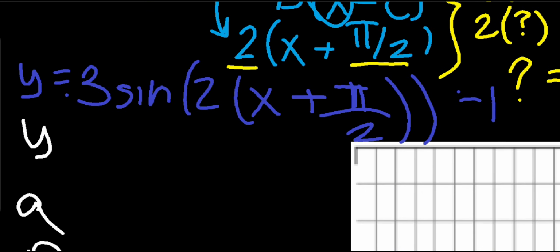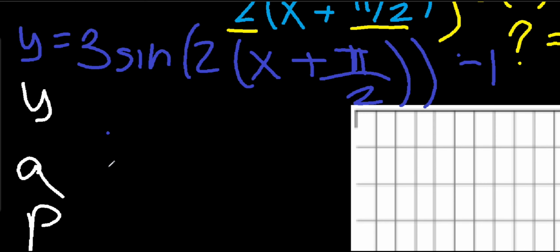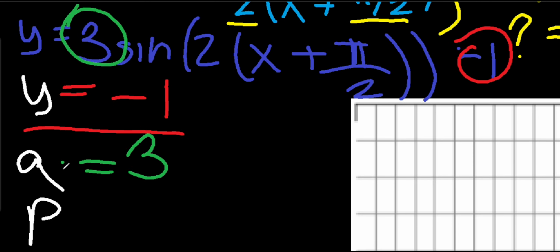Okay, now y here is our midline, because remember, our midline is like a horizontal line, so it has the equation y equals a number. And we can use d to figure out the midline. For this, d will be -1. So our midline will have the equation of y equals -1. A stands for the amplitude. And remember, the amplitude comes from a in the transformations function. So here it will be 3. So our amplitude is 3.